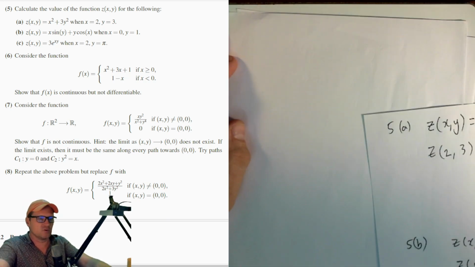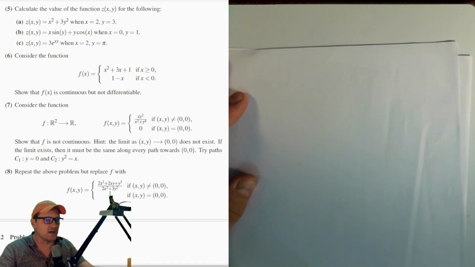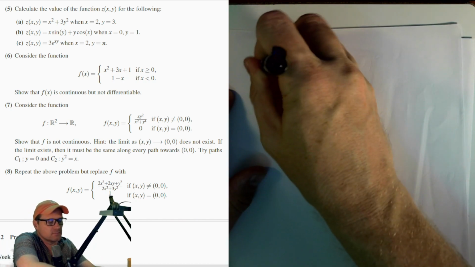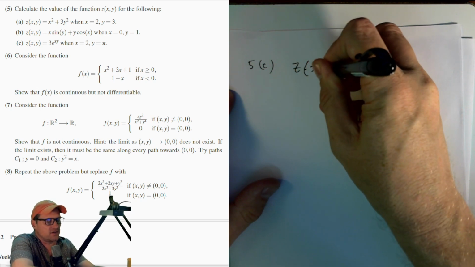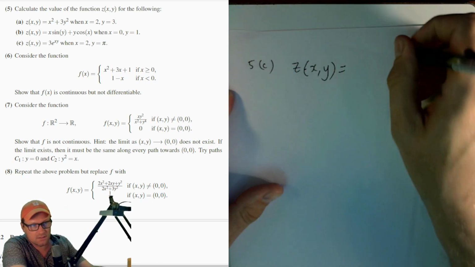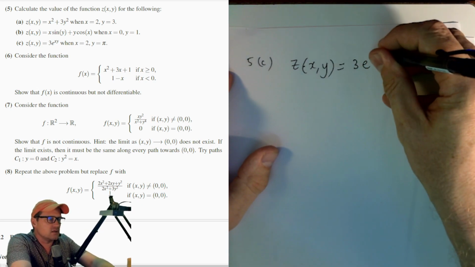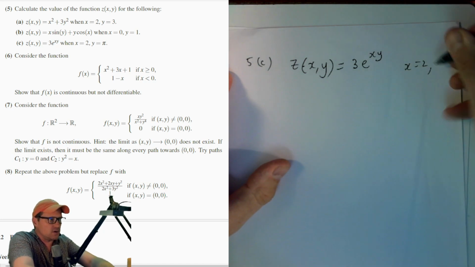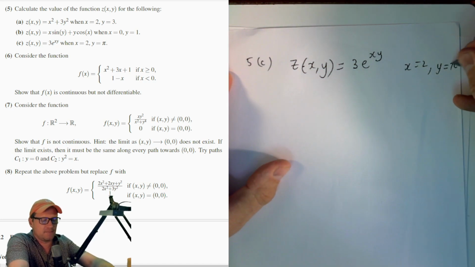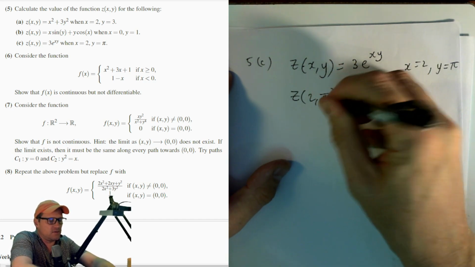All right, let's move on to question 5c. So we have z is a function of x and y, or z if you're in the USA. 3e to the x times y. x is 2 and y is pi. So we are evaluating z of 2 comma pi.